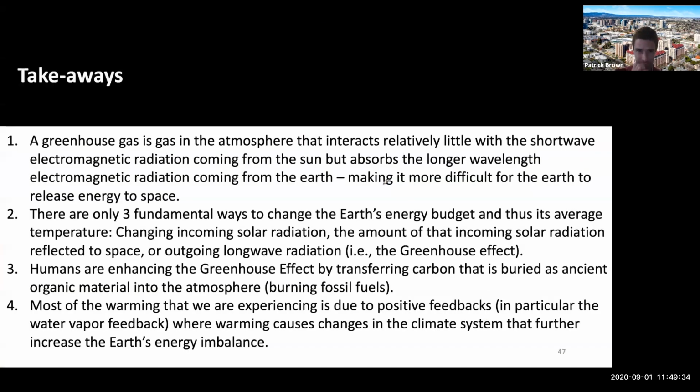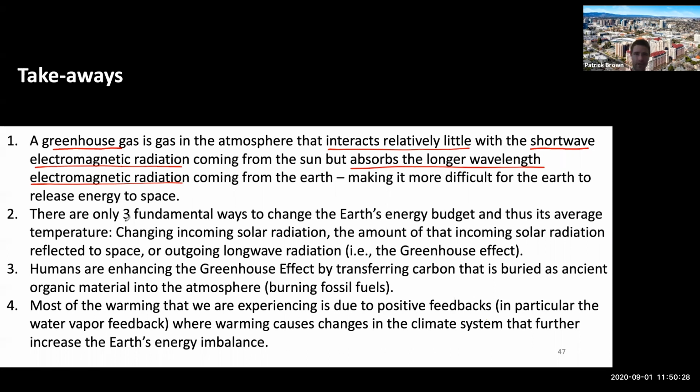I'm going to skip over that video and just go to the takeaways for today. We talked about what a greenhouse gas is, the actual definition of a greenhouse gas in terms of our energy budget, and it has everything to do with shortwave and longwave electromagnetic radiation. Greenhouse gases are gases that do not interact, or interact relatively little, with the shortwave radiation coming from the sun, but they absorb and re-emit longer wavelength electromagnetic radiation coming from the Earth, selectively making it more difficult for the Earth to cool itself to space.